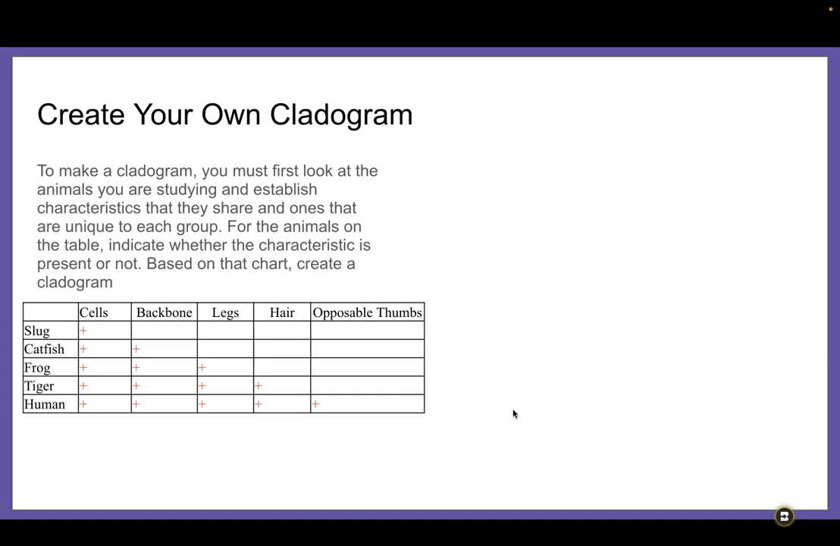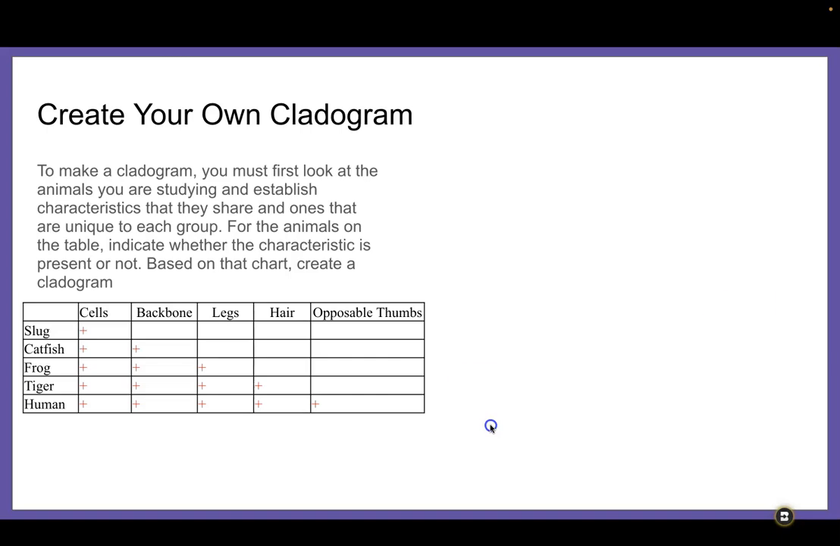So you can also make a cladogram off of something that looks like this. We would look at the traits here, and we would look at the species here, and we would say anything with a plus has that trait. So could we go ahead and look at what all these have in common? Well, I would say all of these have cells in common, and then everything after the slug has a backbone, everything after the frog or before the frog has legs, then hair, and then opposable thumbs.